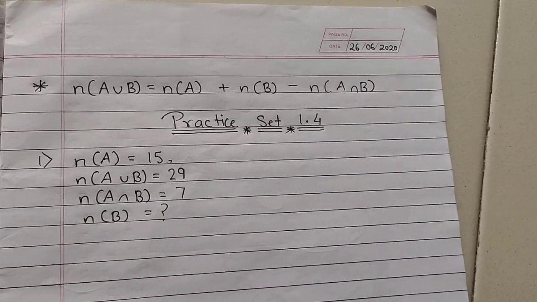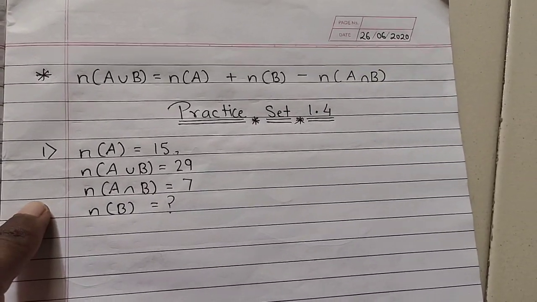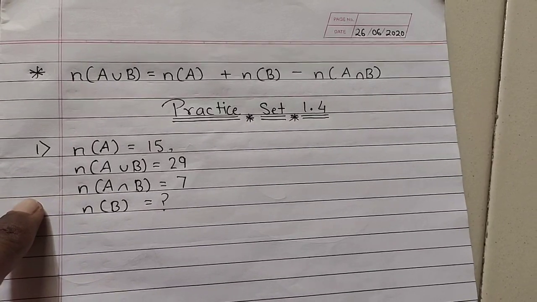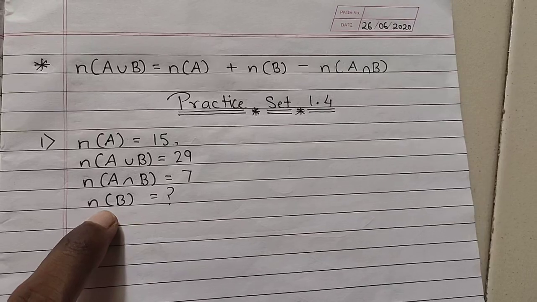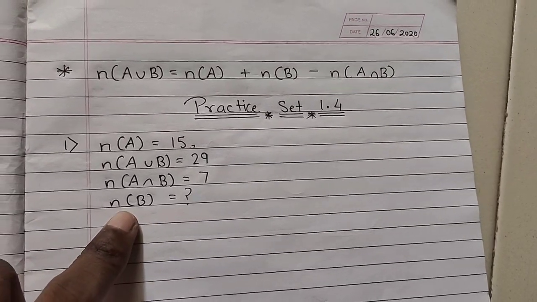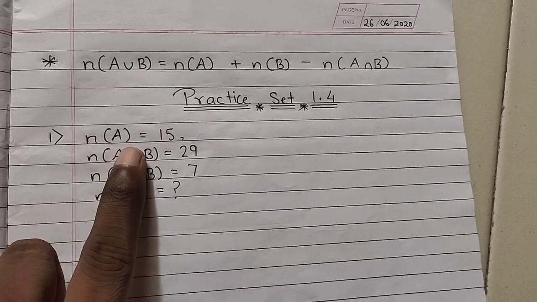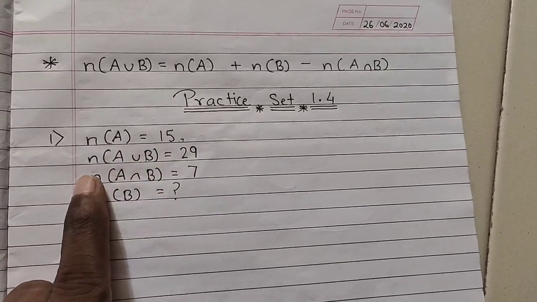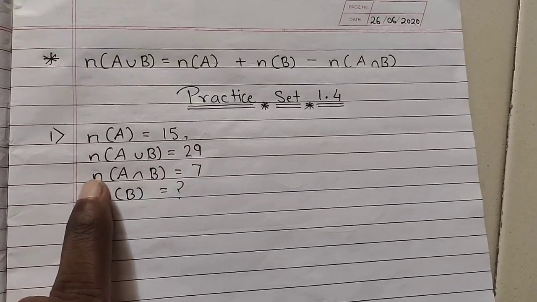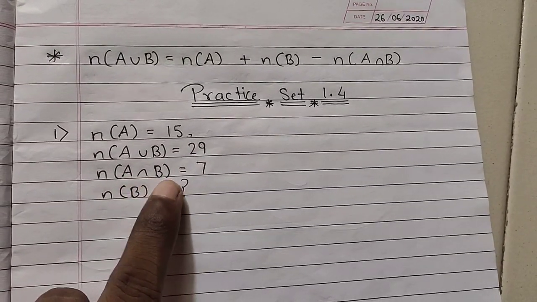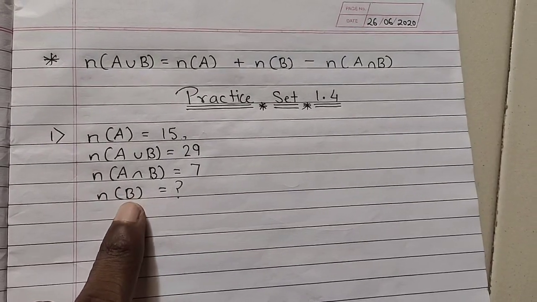Now let us do our first question of practice set 1.4. First thing is, you should keep your textbook with you so that you can see the question and the solution which I am writing here. Now see the question. What is given to you? n(A) is 15. n(A union B) is 29. n(A intersection B) is equal to 7. Now we want to find out n(B).